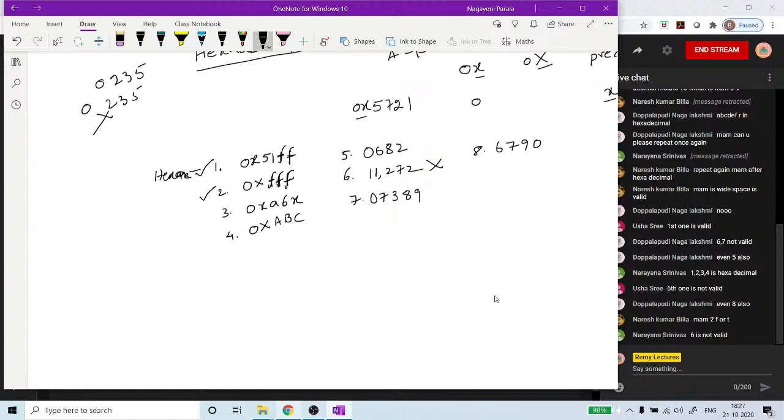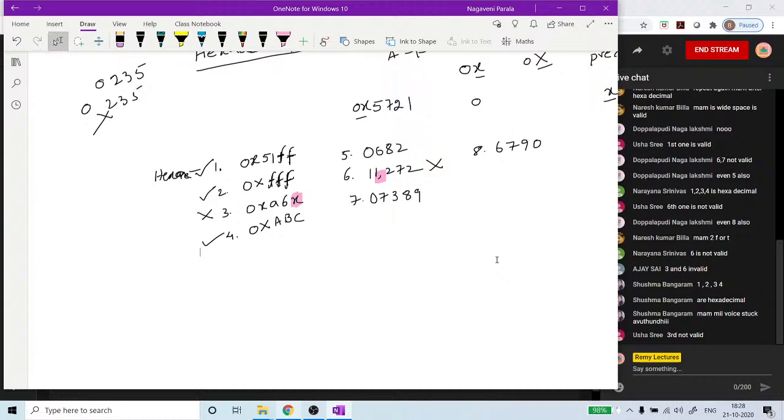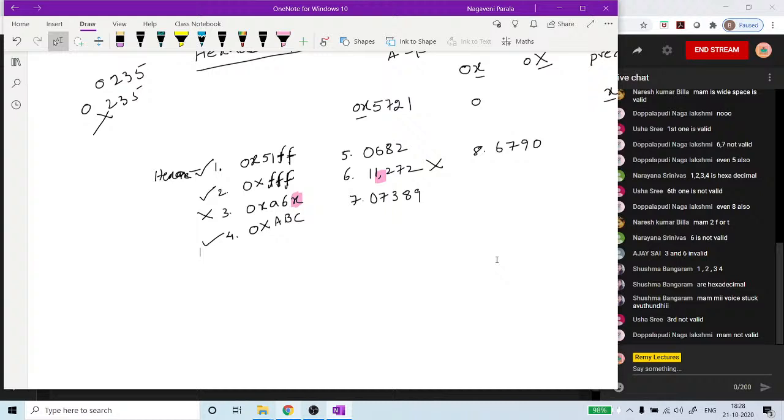See the fifth one and seventh one. Instead of the system, I'll use my mic so that my voice will have clarity now, I think.